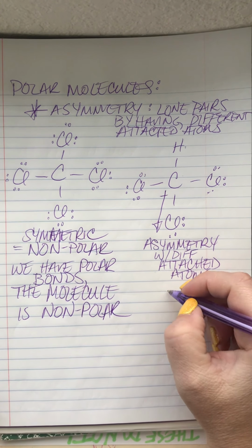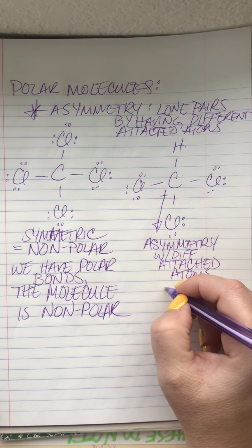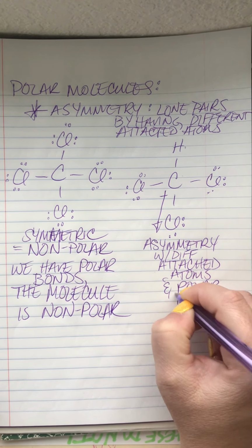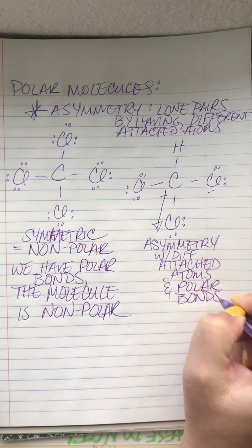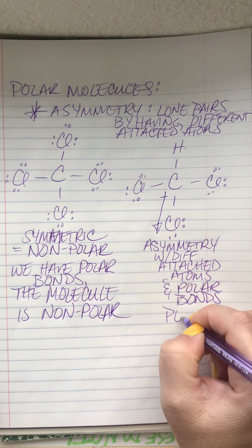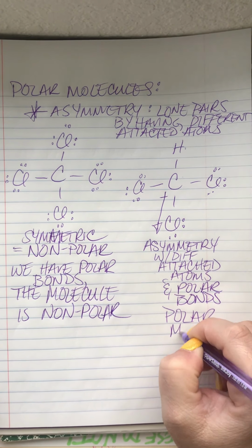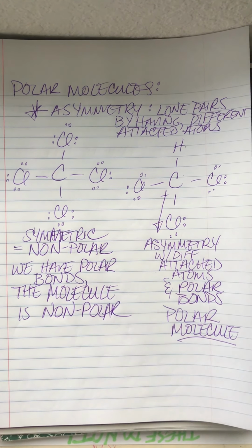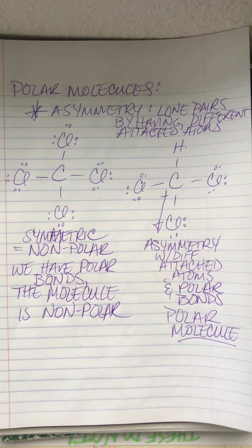Over here, because we have asymmetry and polar bonds, we have a polar molecule. Does that make sense, guys? You picking up what I'm laying down?